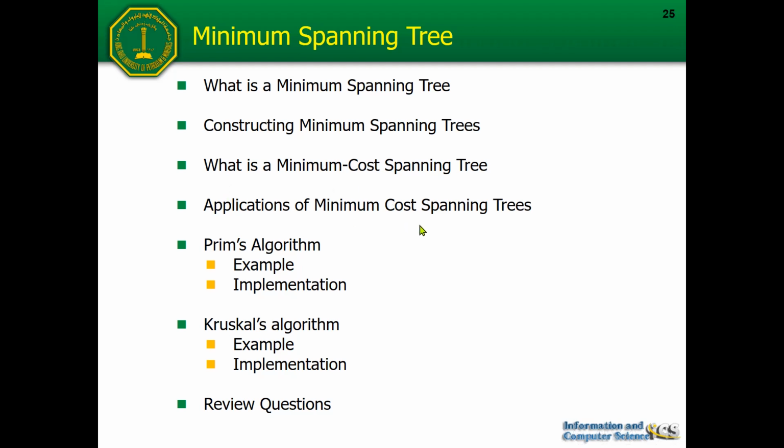Then we will see two examples of the algorithms to derive minimum cost spanning tree from the corresponding graph. The first algorithm, Prim's algorithm, and the second one, Kruskal's algorithm. As closing, we will see a review question and try to answer that question.